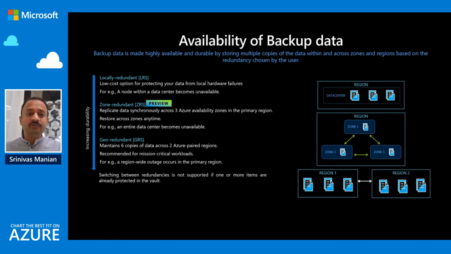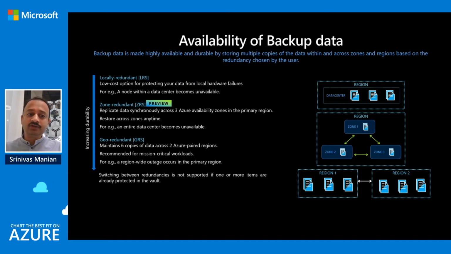Zone redundant storage is basically for building redundancy and replicating data across three zones. So three zones are basically three data centers within the region. They are connected via the Azure backbone network. So this has increased resiliency for the data in the event of a data center failure as well.